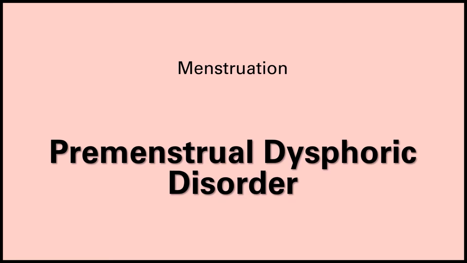Treatment of PMDD begins with SSRIs, but SNRIs can also be used. Hormonal contraceptives and diuretics may also be beneficial. If the patient has no response to SSRIs or hormonal contraceptive, gonadotropin-releasing hormone, or GnRH, can also be considered.